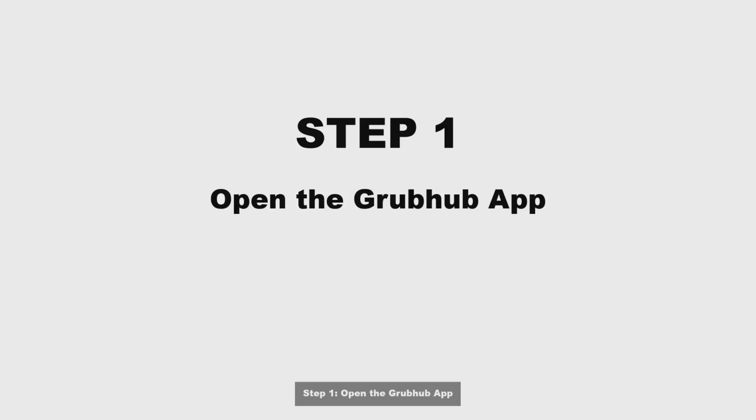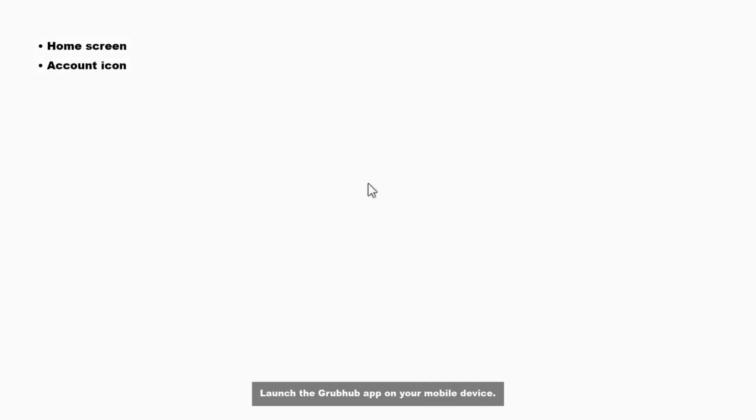Step 1. Open the Grubhub app. Launch the Grubhub app on your mobile device. Make sure you're logged into your account to access your settings.